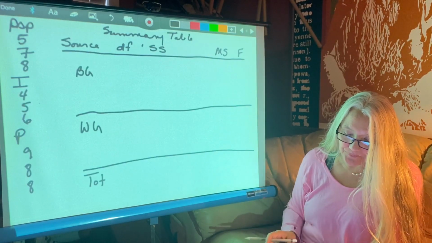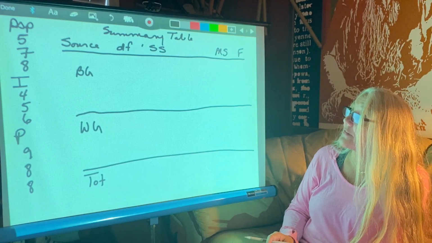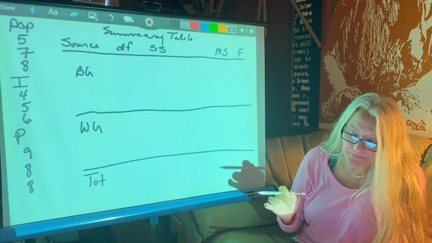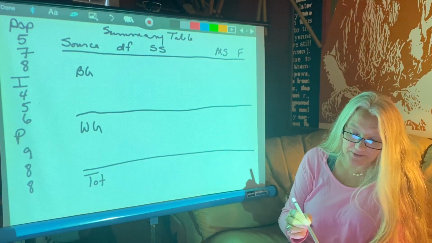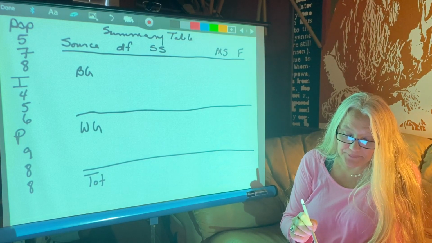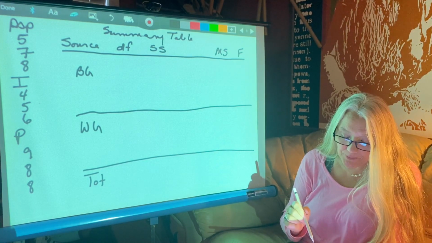So let's do it. I've kind of organized it already for you. So here's the degrees of freedom, and the degrees of freedom between group will go right here. Within group will go right here.